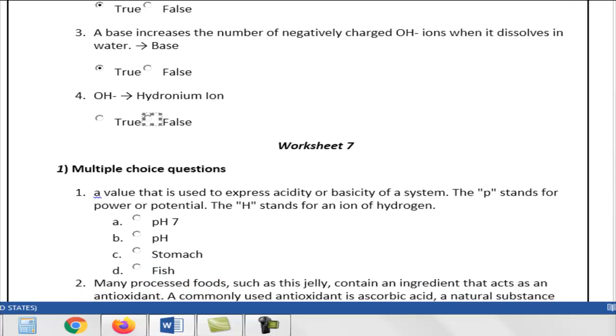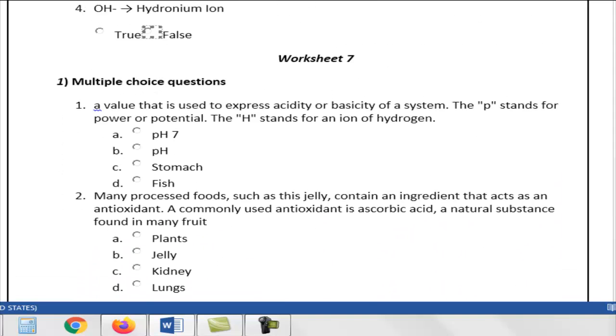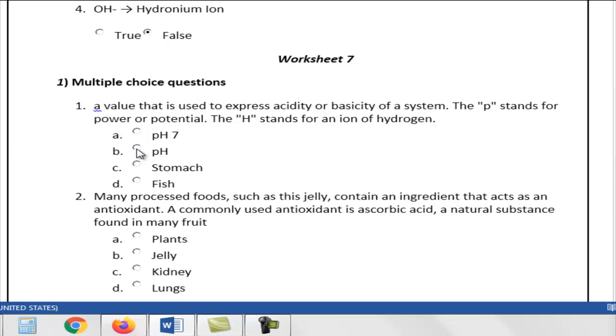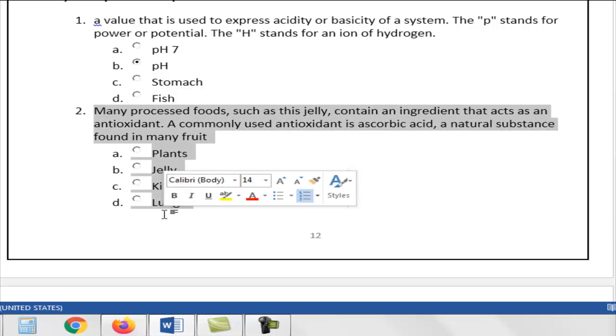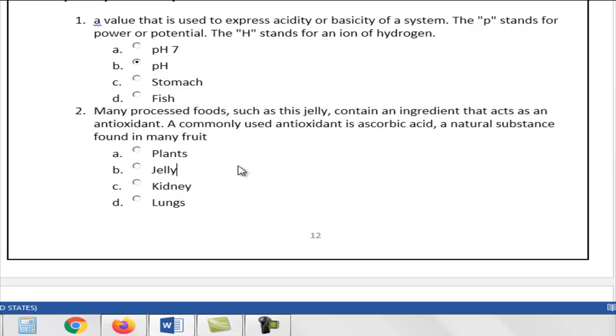Worksheet 7 talks about pH, measuring pH, a value that is used to express the acidity or basicity of a system. The P stands for power or potential, the H stands for the ion of hydrogen, so it will be pH. Number 2, many processed foods, neutral substance found in many fruits. It will be plant, jelly, kidney, lungs, so it will be B.